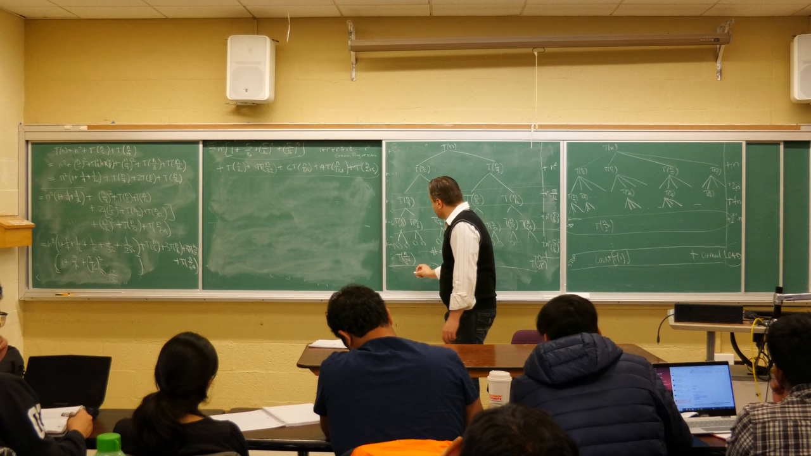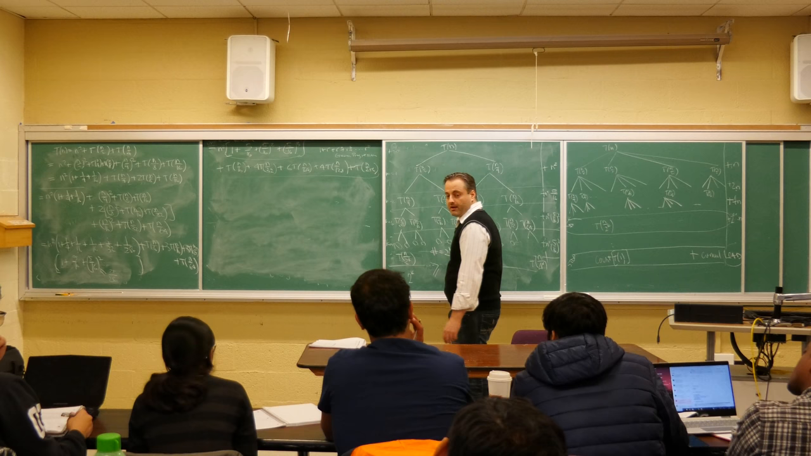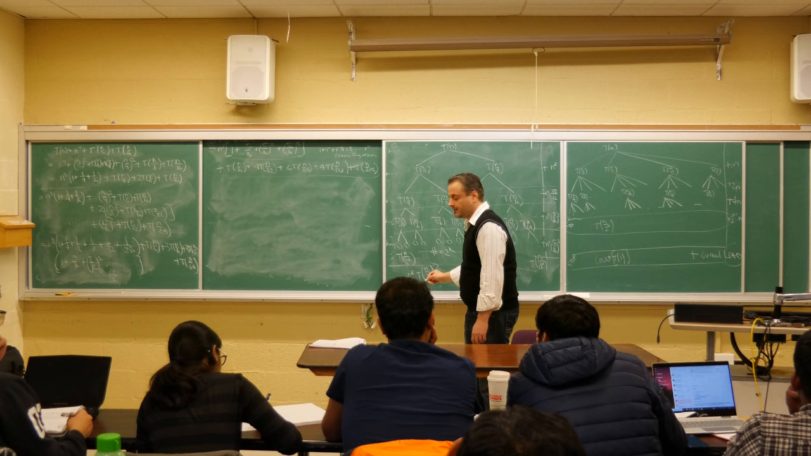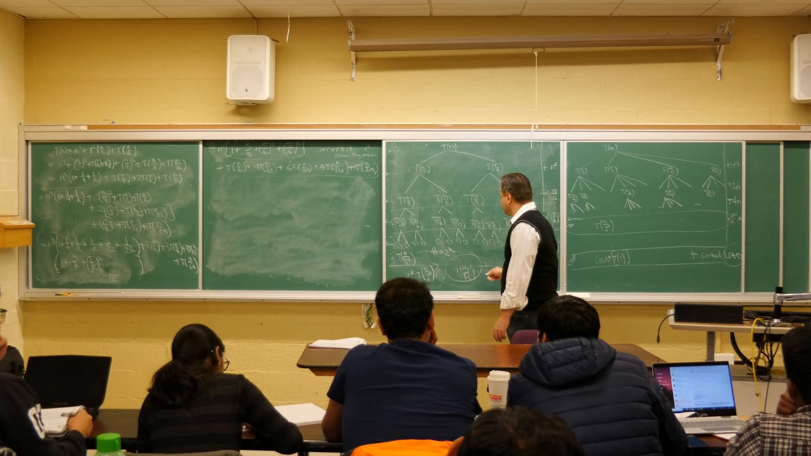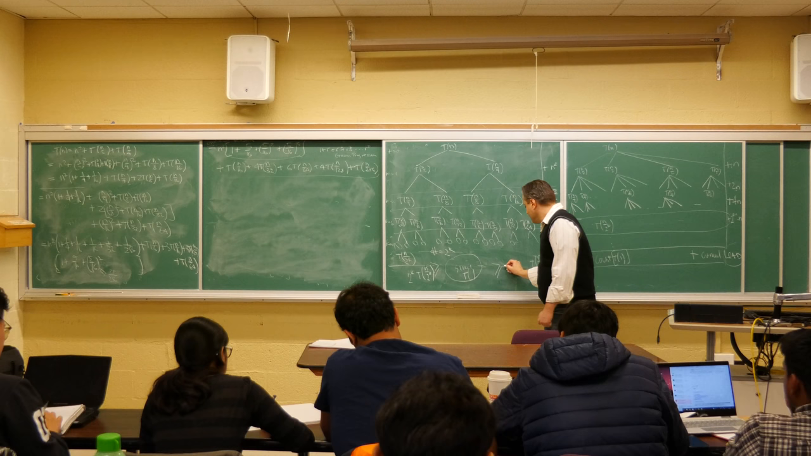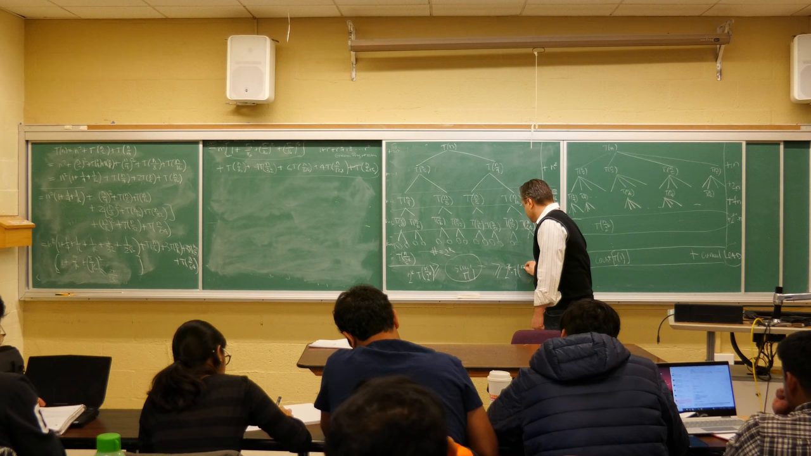2 to the k, because there's 2 to the k of them, right? Times t times 2 to the k, right? That's the sum of t's. That's what I have. And it's at least, how many? Okay. 2 to the k, because there are 2 to the k of them, and each one of them is at least n by 4k. Okay.